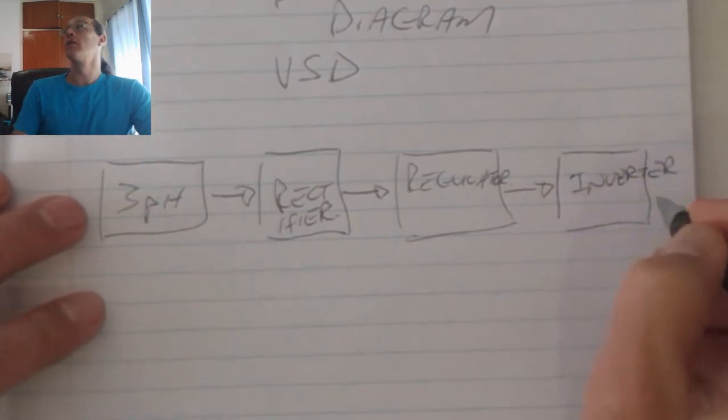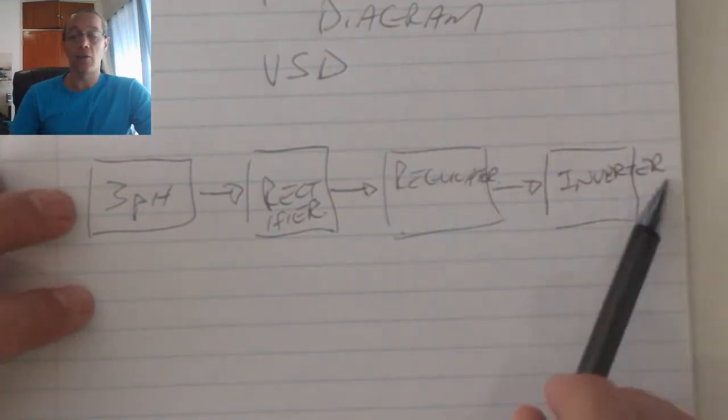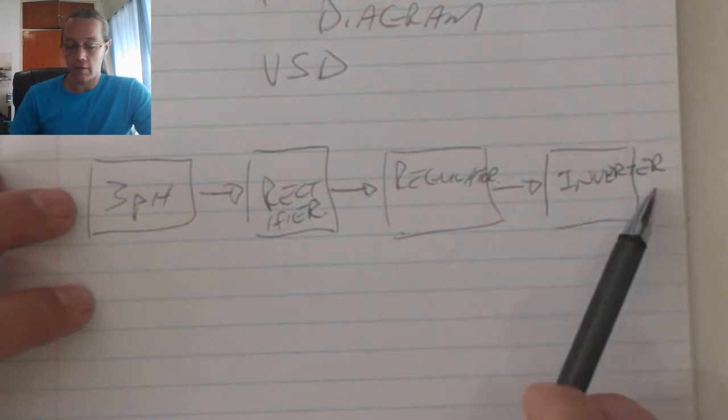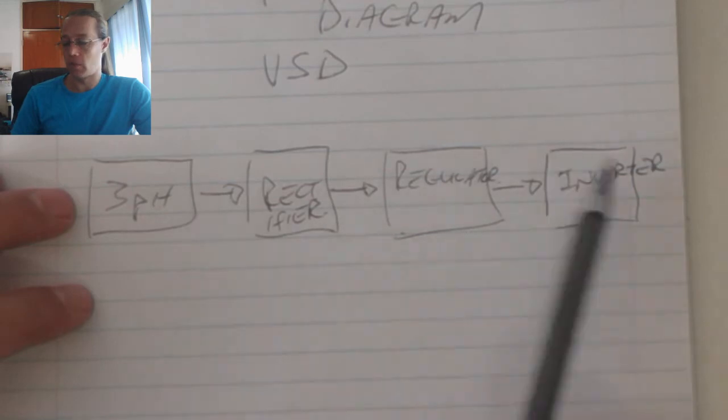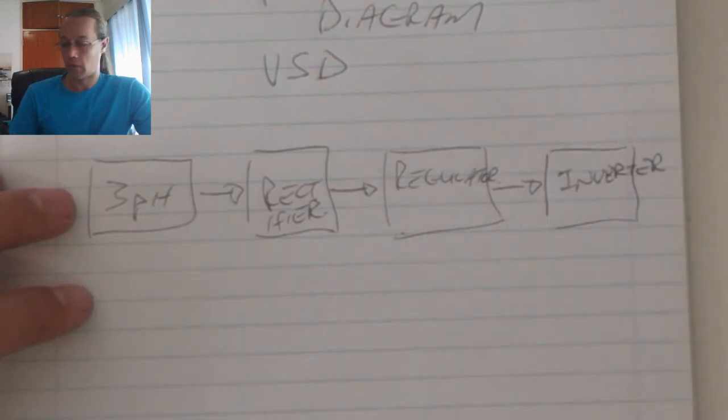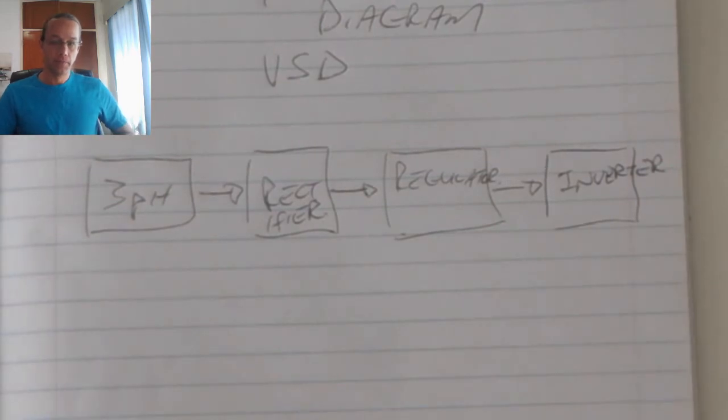The inverter's function is to convert the DC back into AC, but at a different frequency than the input frequency was, so that we can use it to control the speed of the motor.